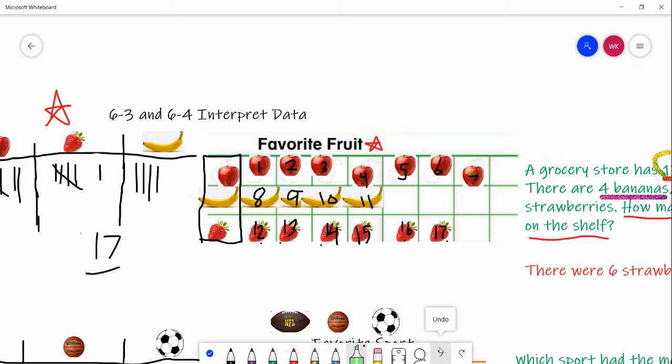And then I could ask, which grocery item had the least amount? And as you can see, the bananas had the least amount, because they only had 4. And strawberries had 6 and apples had 7. And then we already know the question, how many are there in all? Because they told us that, and that is 17.